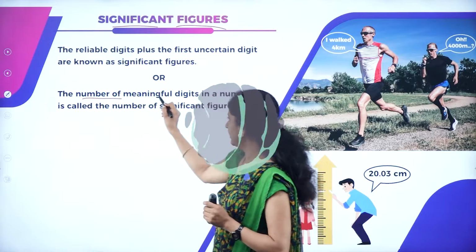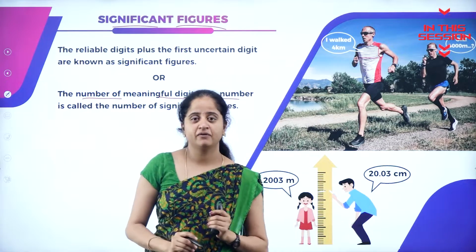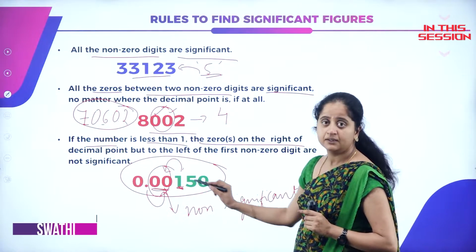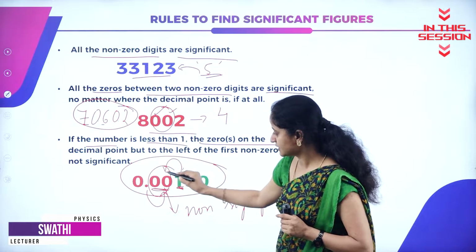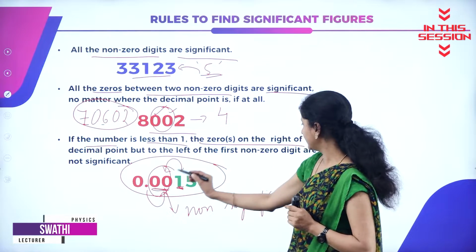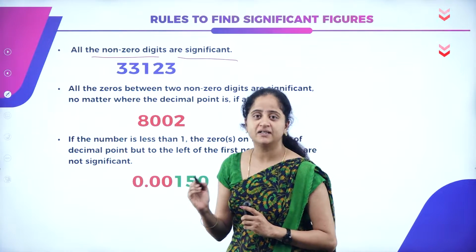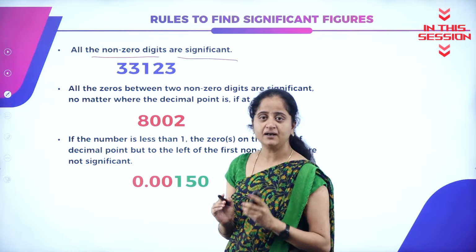The number of meaningful digits in a given number is called the number of significant figures. If the number is less than 1, the zeros right to the decimal point and left to the first non-zero digit are considered as insignificant. All the non-zero digits, which means the numbers apart from 0, are significant.